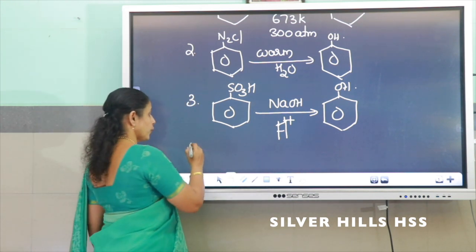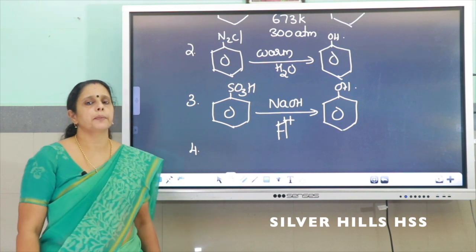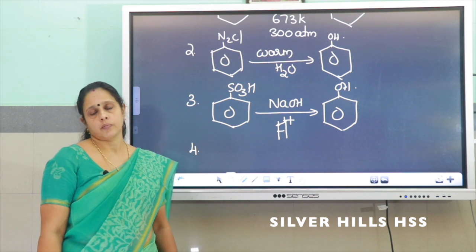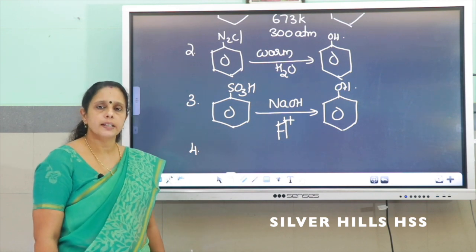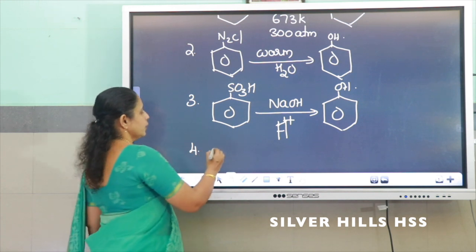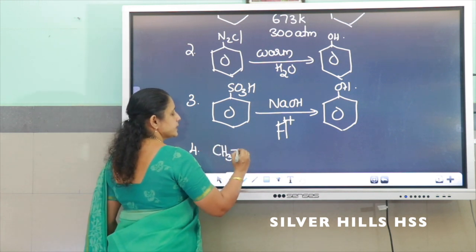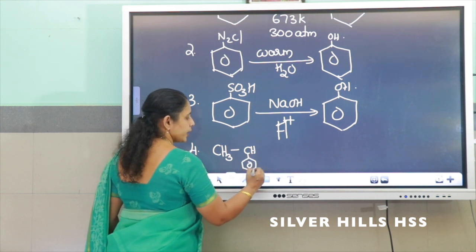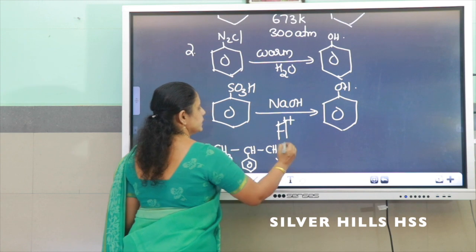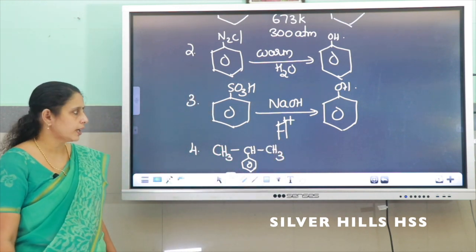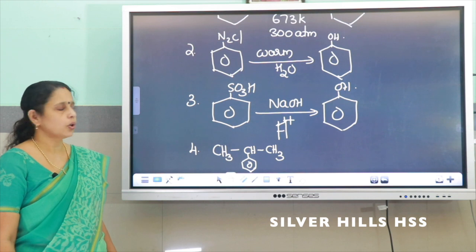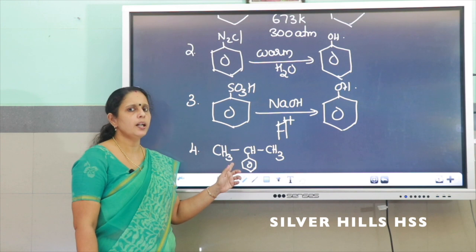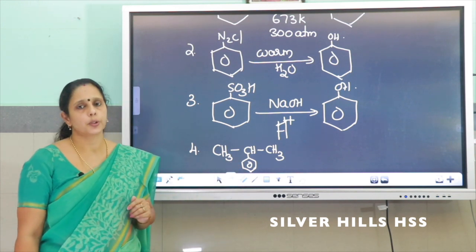And the fourth one is the manufacturing method of phenol, that is from cumene. Isopropyl benzene is known as cumene. So, the formula of cumene is CH3CHC6H5CH3. This is 2-phenyl propane, commonly known as isopropyl benzene, commonly known as cumene.